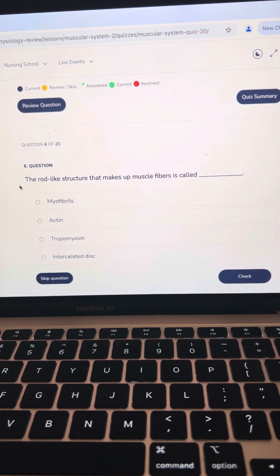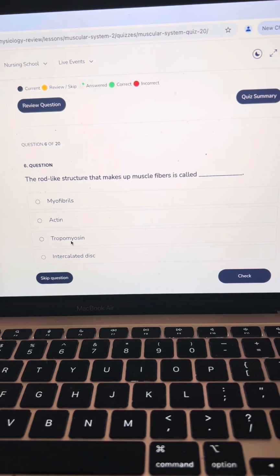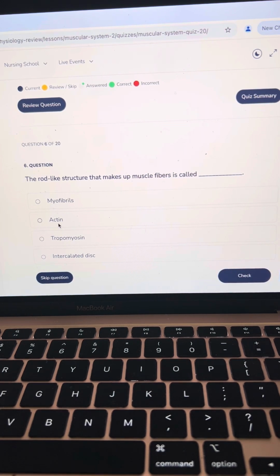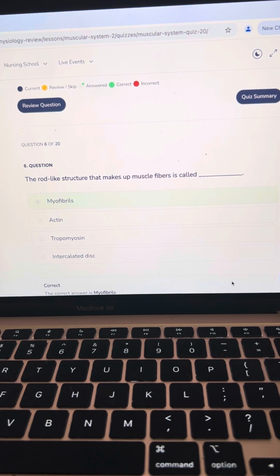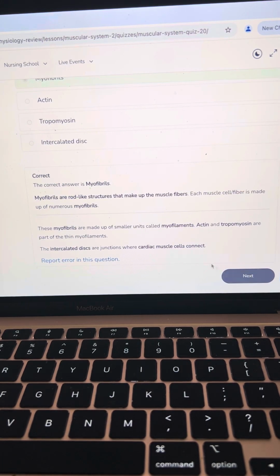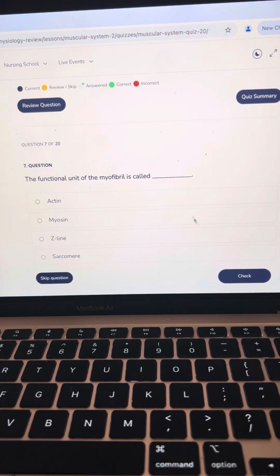The rod-like structures that make up muscle fibers are called... not this. That's not it. Myofibrils, okay? And there's your explanation. If you want to read it, pause the video.